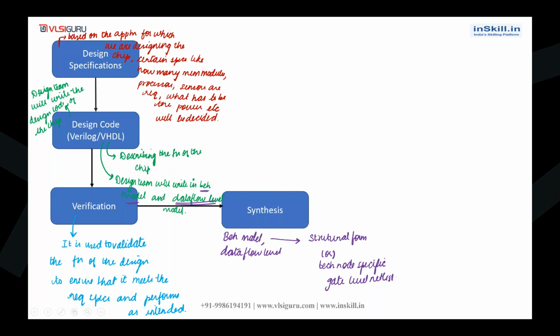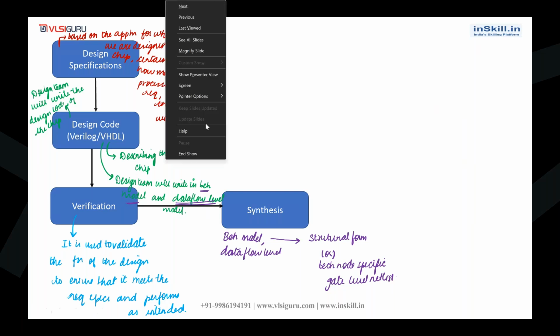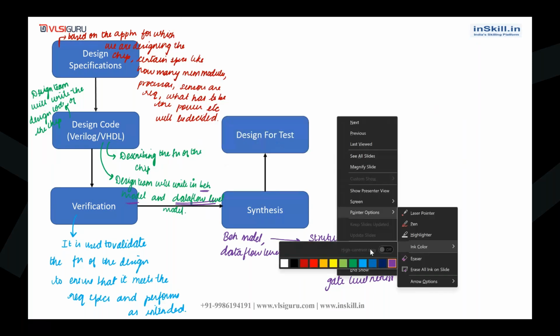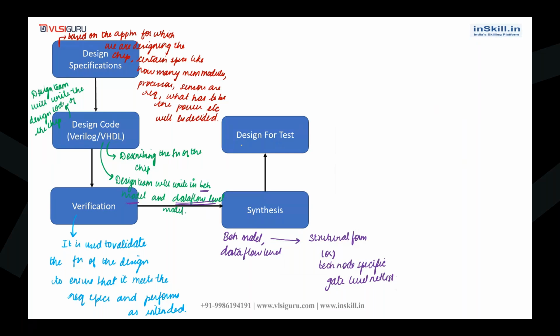So the behavioral model and data flow level model code will get converted into a structural form, or we can call it a technology node specific gate level netlist. Then after synthesis, we have the design for testability team. We will discuss design for testability in more detail in the upcoming slides.